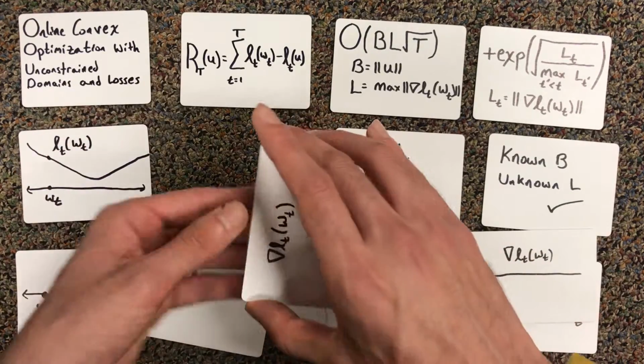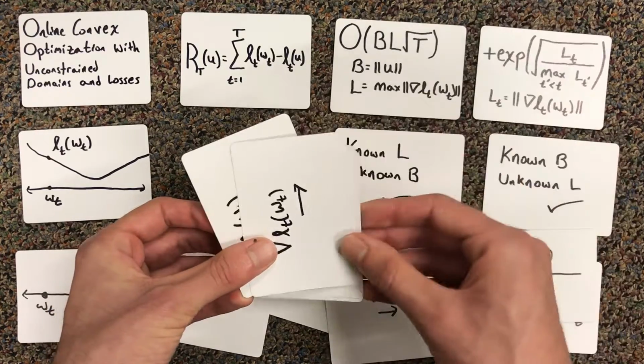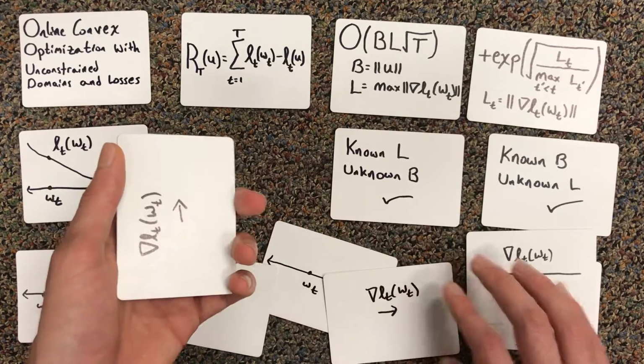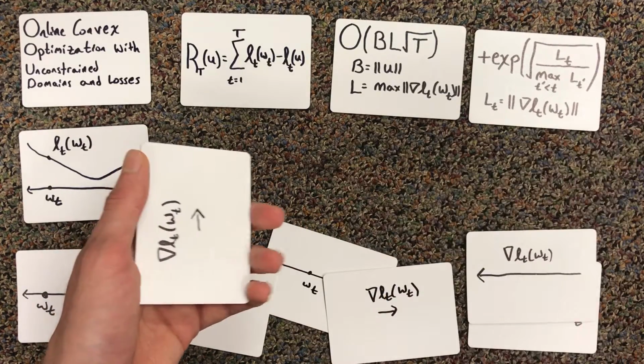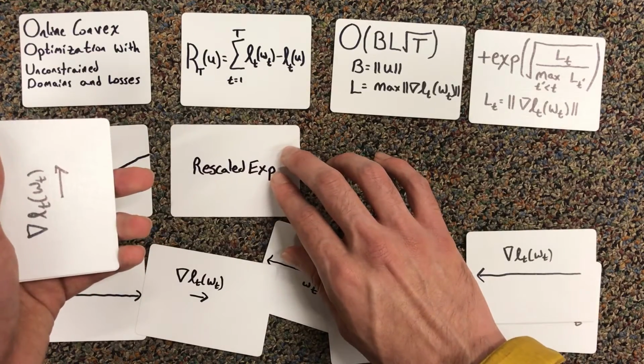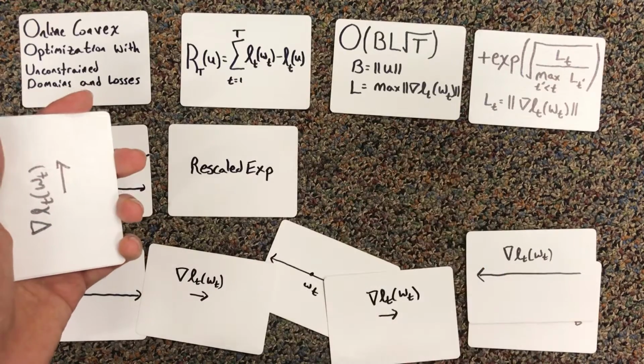This is of course a little bit distressing, but there is hope. If the loss functions don't grow too quickly without bound, then this exponential term actually reduces to a constant, and we can still perhaps do well. So, we provide an algorithm, which we call RescaledExp, that gets this regret bound without any knowledge ahead of time of B or L.